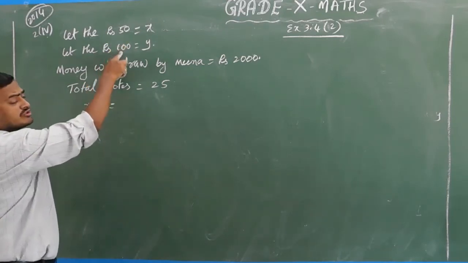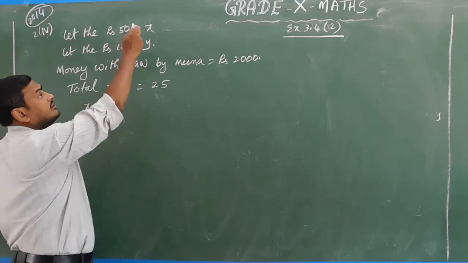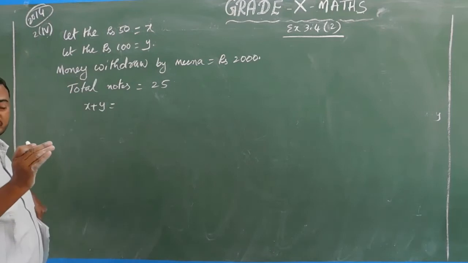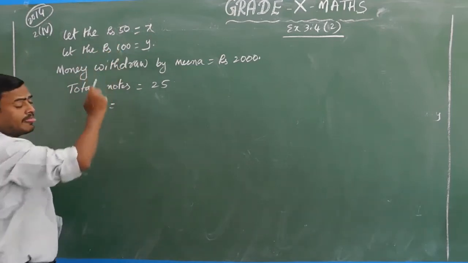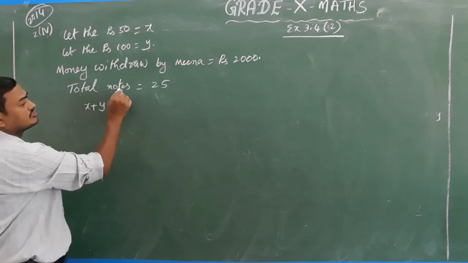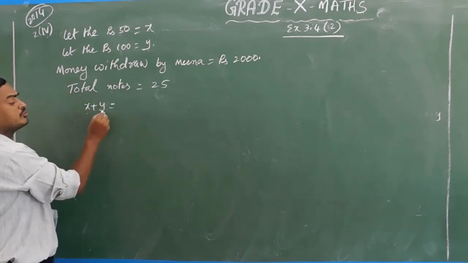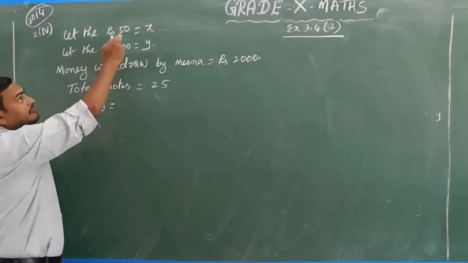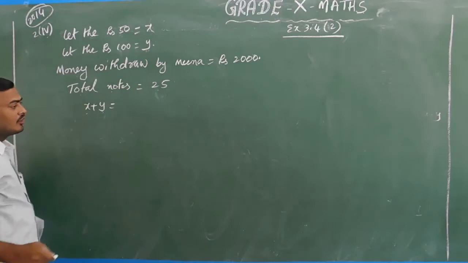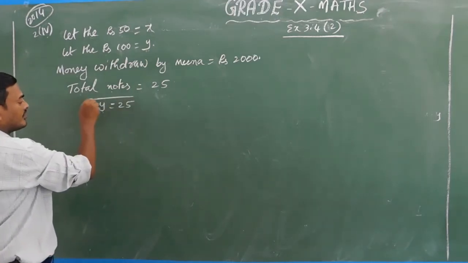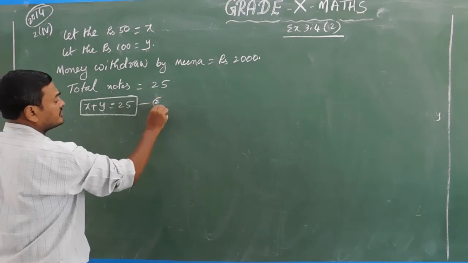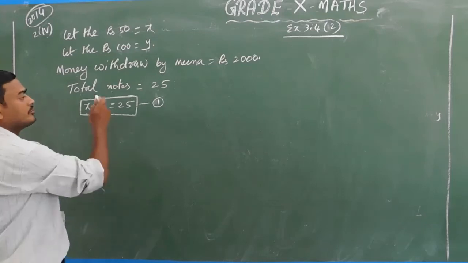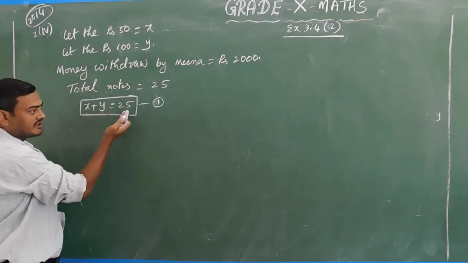There are two types of notes she asked the cashier for. One is 50 rupees, let that be x, and the other is 100 rupees, let that be y. She asked only in the denominations of 50 rupees and 100 rupees. So the total notes she got is 25. So x plus y equals 25, the total notes.